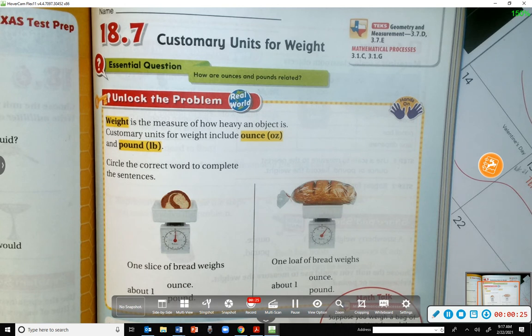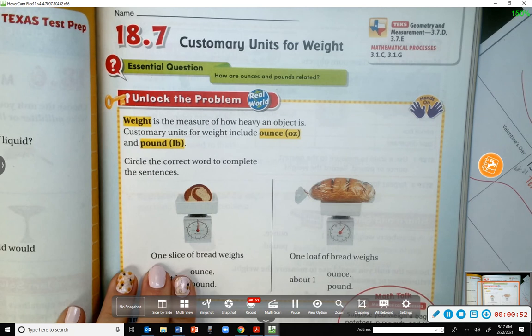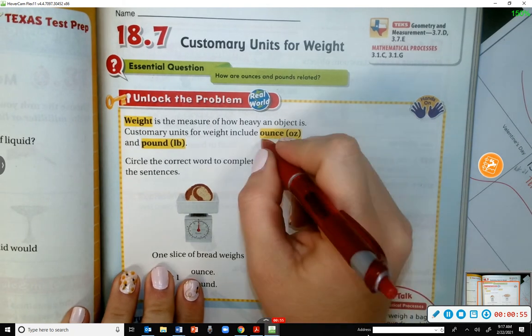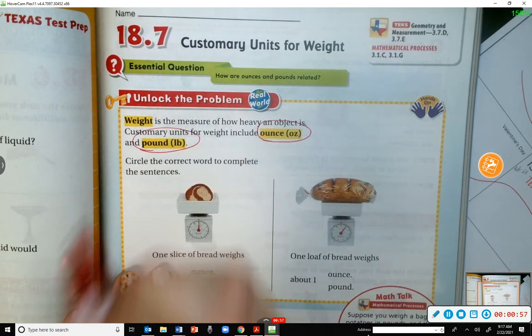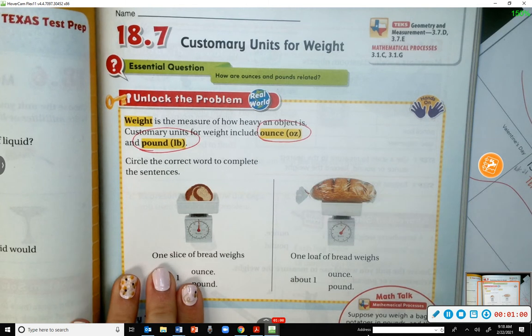When you typically hear weight, what do you think of? Kelsey? How much it weighs, how heavy it feels. When you go to the doctor and they weigh you, you have to stand on a what? A scale. Okay? So weight has to do with how heavy things are. In the United States, we measure weight in ounces and pounds. So ounces and pounds are the units you need to know for weight.